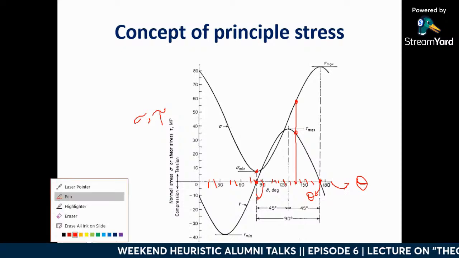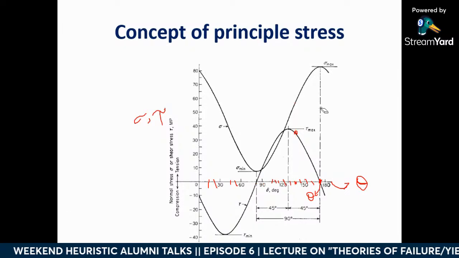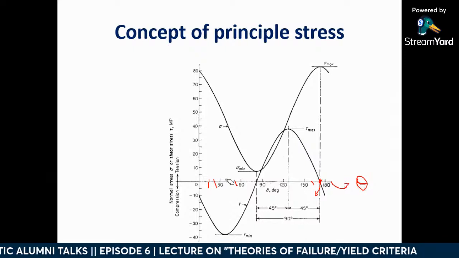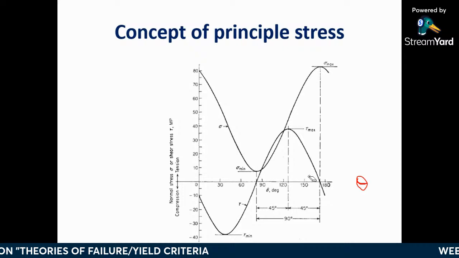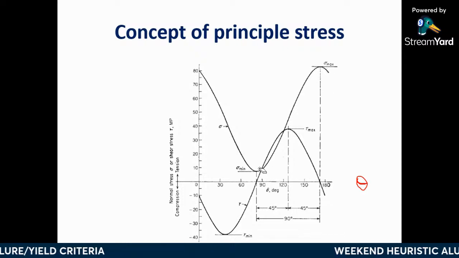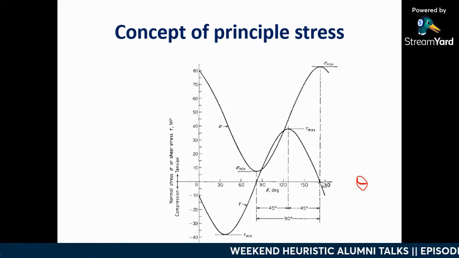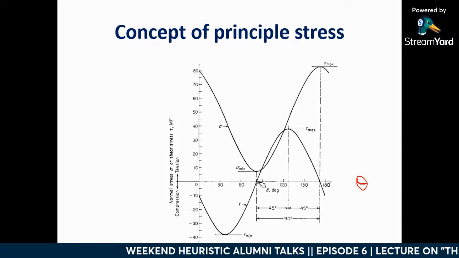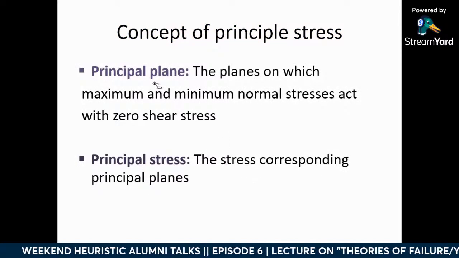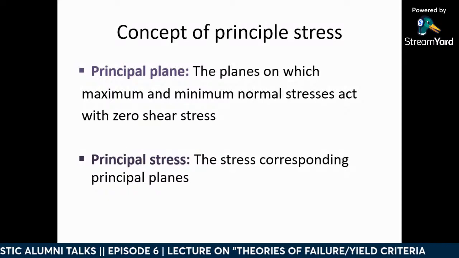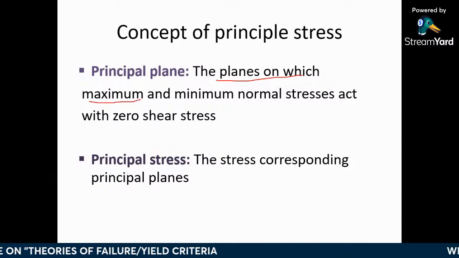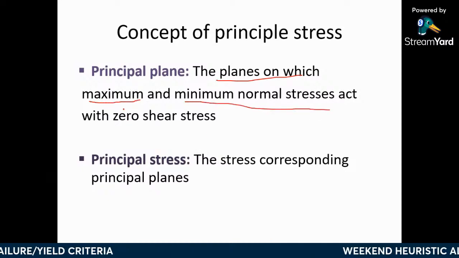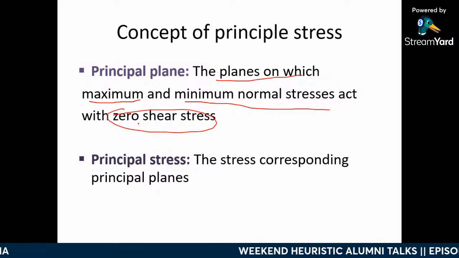The interesting features are, whenever you apply some stress within the object, there are certain planes on which the normal stress is reaching maximum or minimum. At the same time, shear is becoming zero. Okay. That particular plane, we call it a principal plane. So what is the definition of principal plane? The plane on which you are having either maximum or minimum normal stresses with zero shear. Okay, so these kinds of planes we call principal planes.